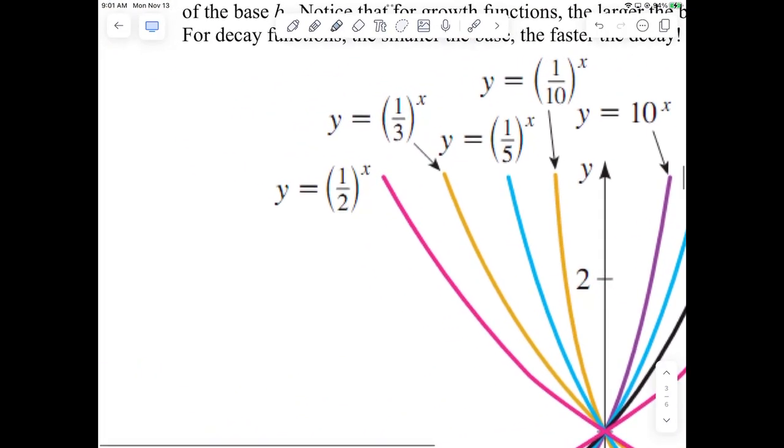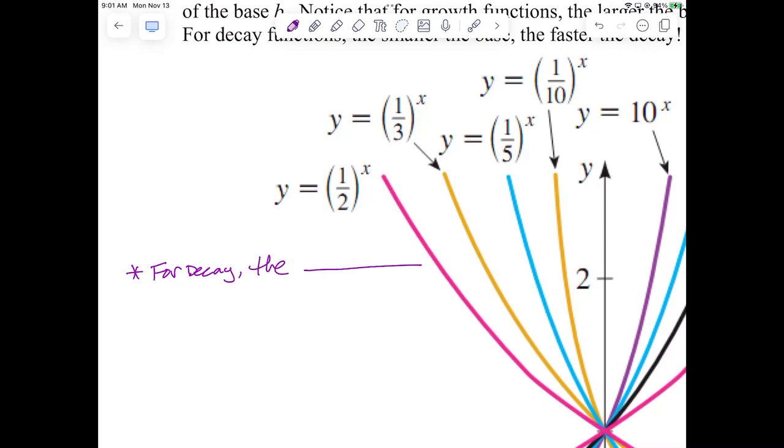Now, for decay, for the left side here, let's see if we can come up with something. For decay, which is decreasing functions, the blank the base, the steeper the graph.